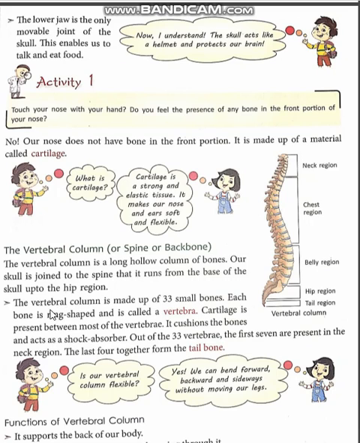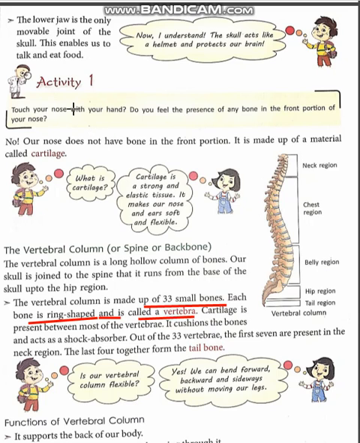Okay. The vertebral column is made up of how many bones? 33 small bones. Just look at the size of the bones. They are very small and they are connected together. Each bone is ring shaped and called a vertebra. A single bone is called a vertebra and all together is known as the vertebral column.